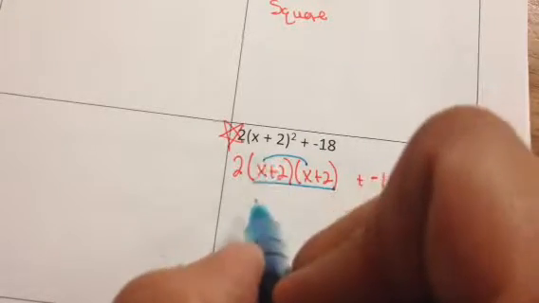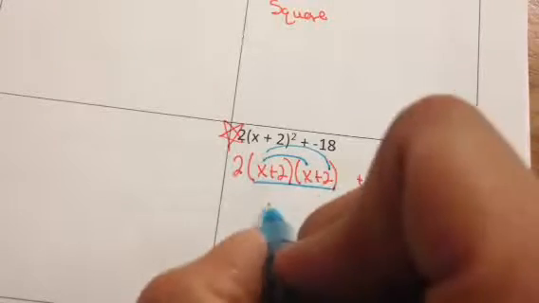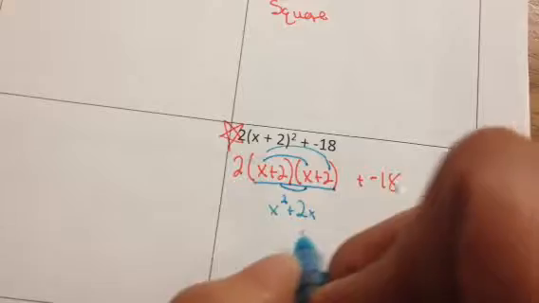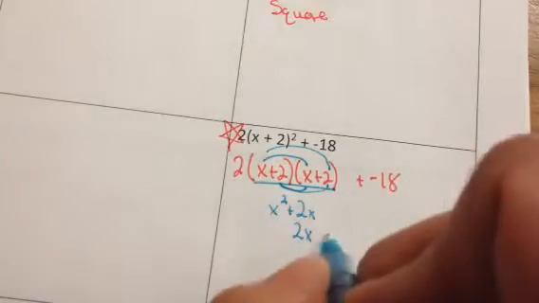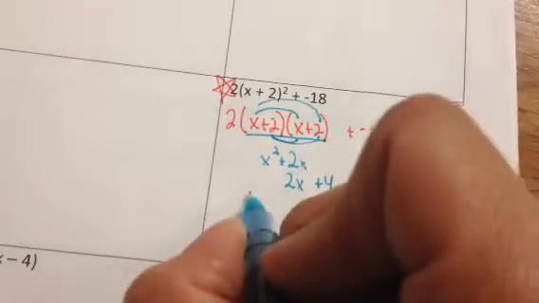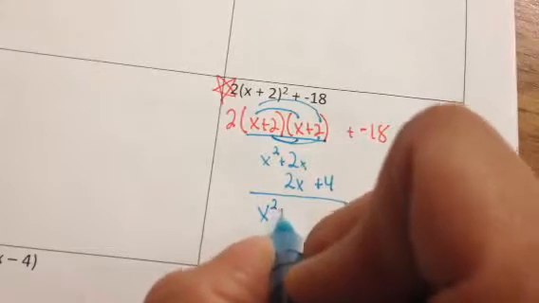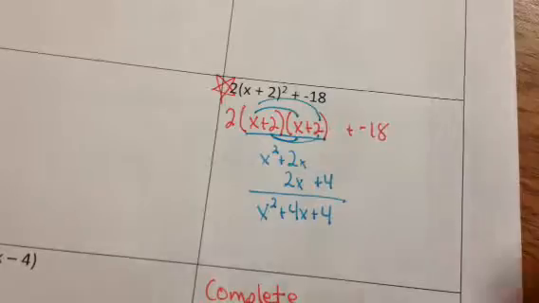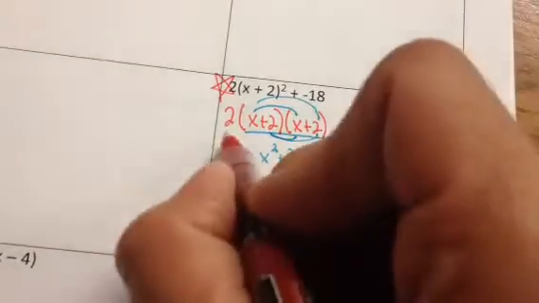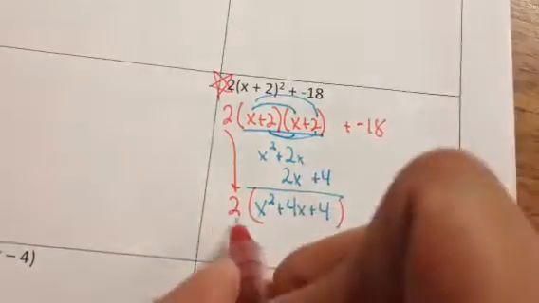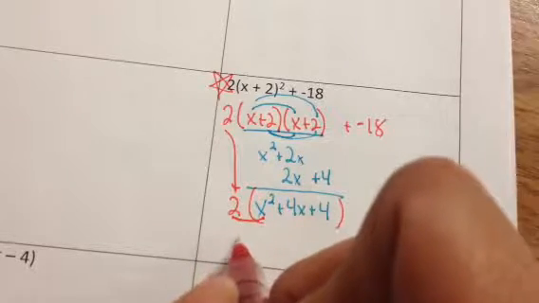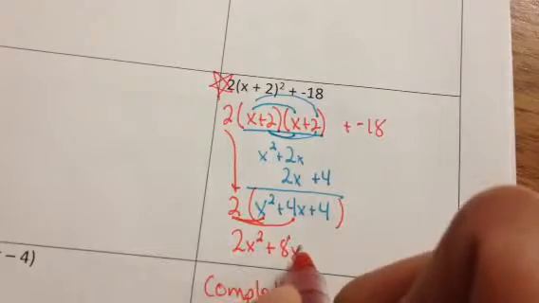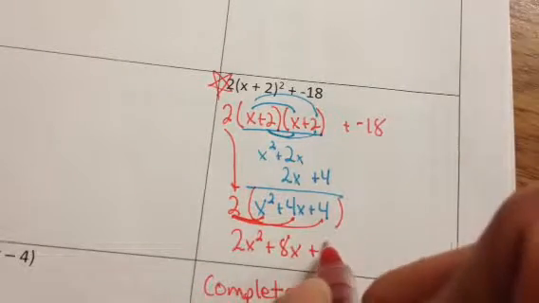So first I'm going to get x squared and 2x, and then neighbor 2 is going to visit. I'm going to get another 2x and another 4. So when these neighbors are done meeting, I have x squared plus 4x plus 4. Now the neighbor they have not yet met, so they're all hanging out, is this 2. So now 2 wants to meet the neighbors. So I get 2x squared, I get 8x, remember we're multiplying, not adding, and then another 8.